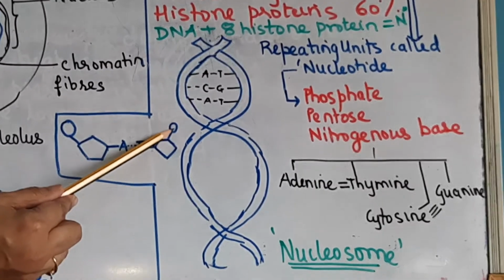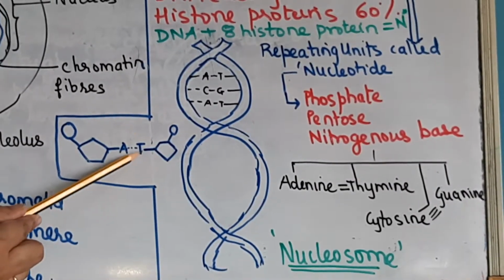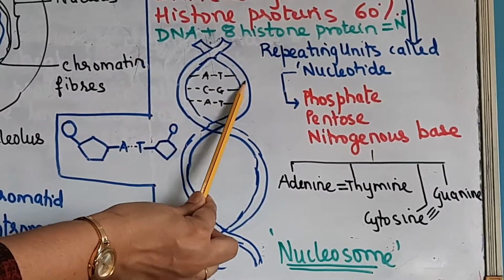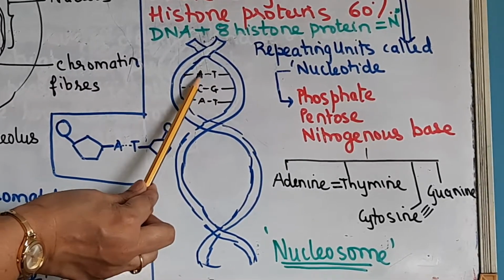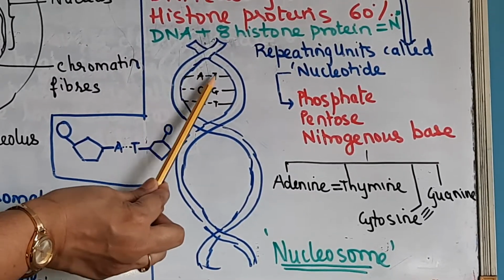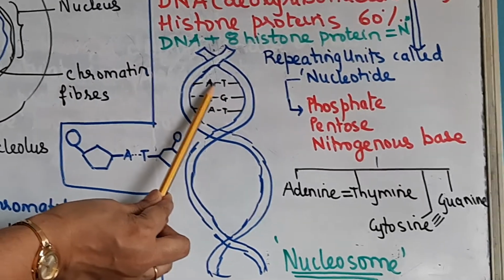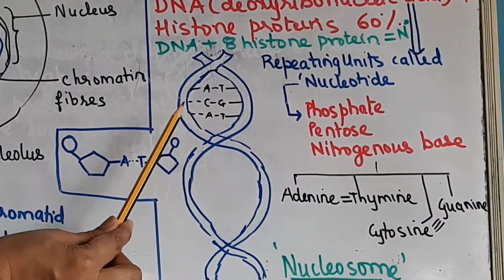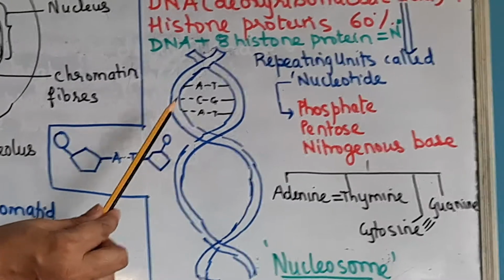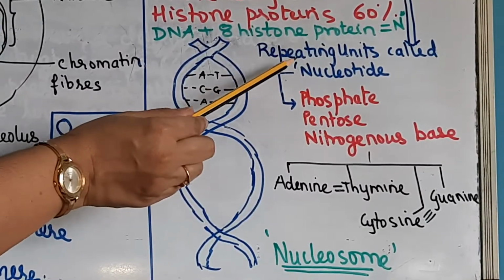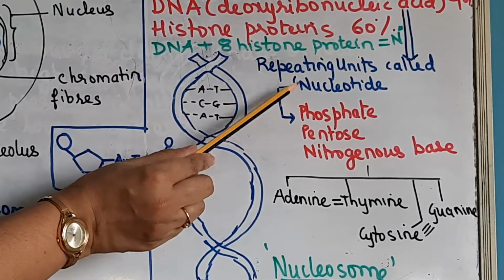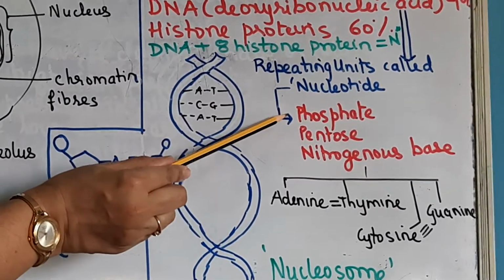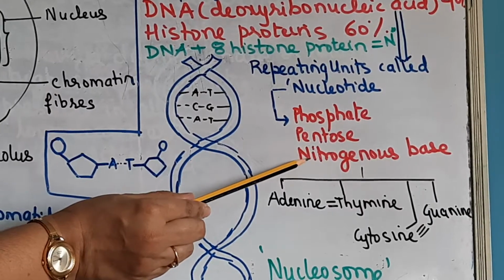And the other phosphate, pentose and a nitrogenous base will come from the other strand this way, and they will join here in the center. This is one nitrogenous base of this strand, and this is the nitrogenous base of the other strand. They will be joined by hydrogen bonds. Is it clear? Just understand the repeating units of the DNA molecule are called nucleotides. Each nucleotide is made up of 3 things: phosphate, a pentose sugar and a nitrogenous base.